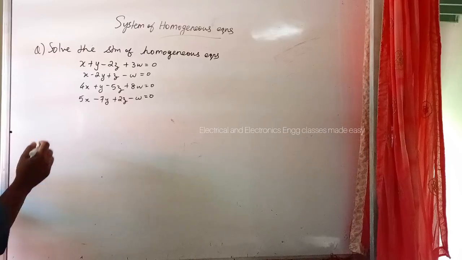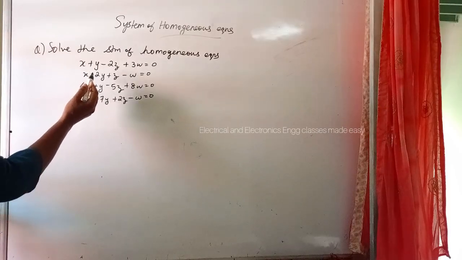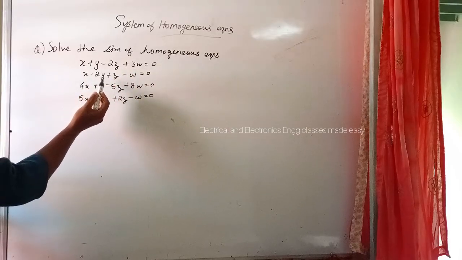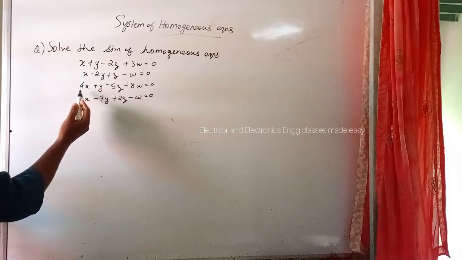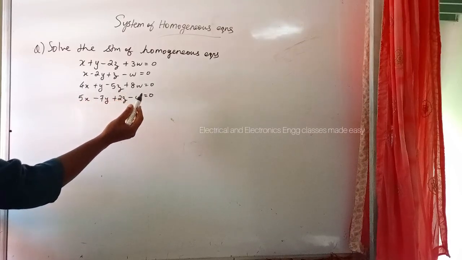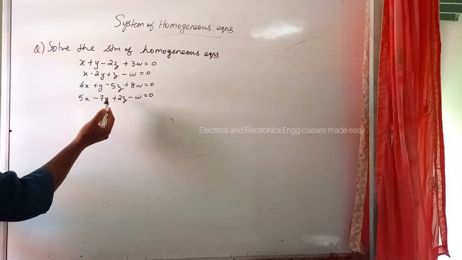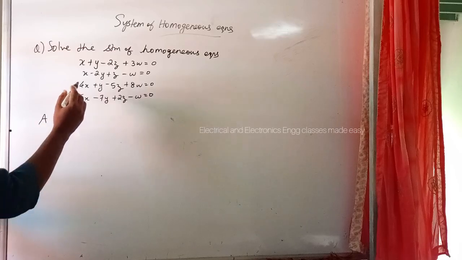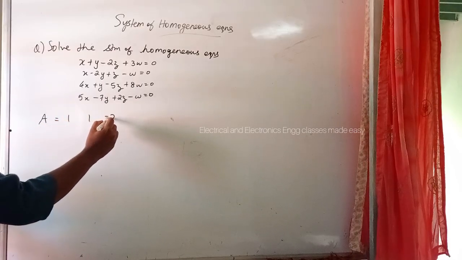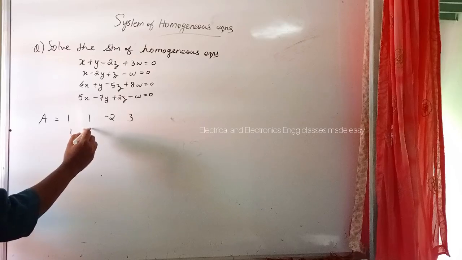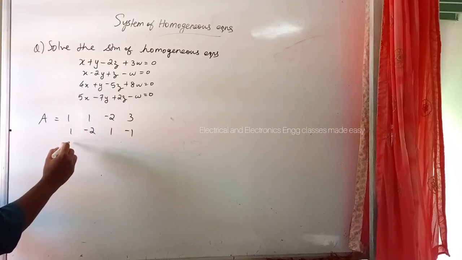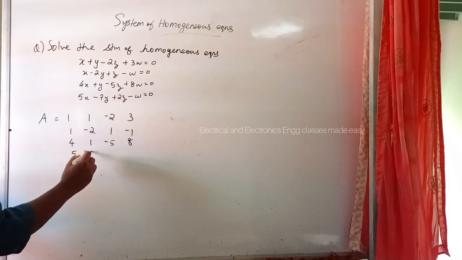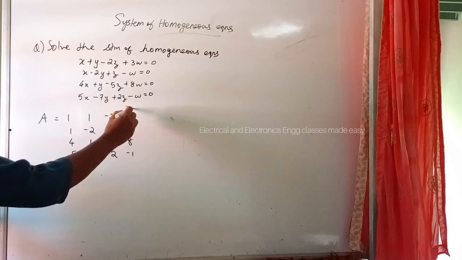Let us do another example. So here the system of equations are x plus y minus 2z plus 3w equal to 0, x minus 2y plus z minus w equal to 0, 4x plus y minus 5z plus 8w equal to 0, 5x minus 7y plus 2z minus w equal to 0. So here the coefficient matrix A is equal to 1, 1, minus 2, 3, 1, minus 2, 1, minus 1, then 4, 1, minus 5, 8, 5, minus 7, 2, minus 1.